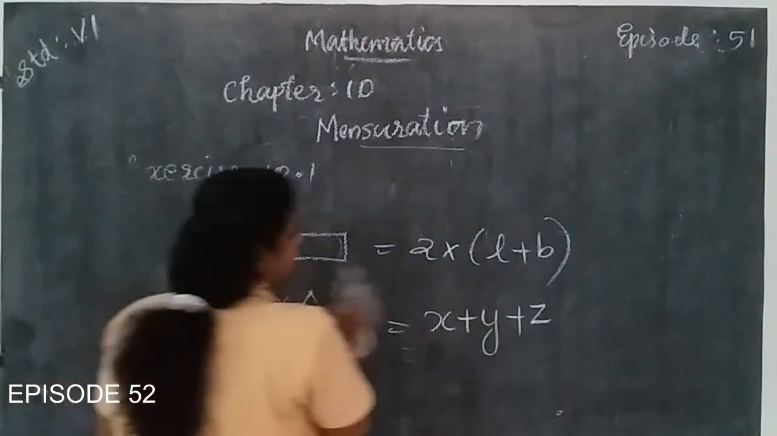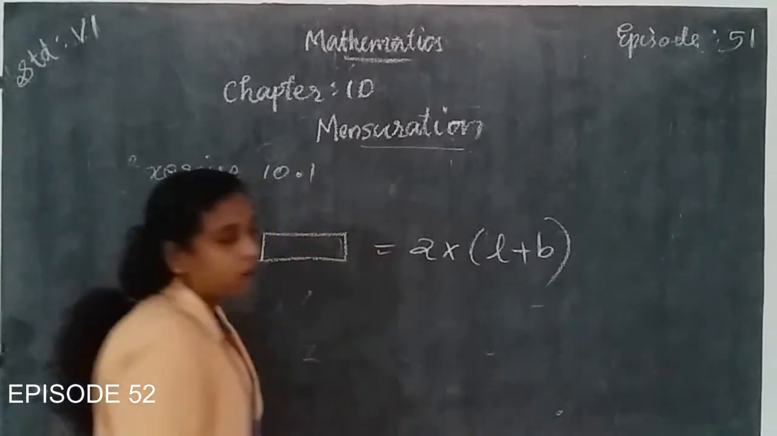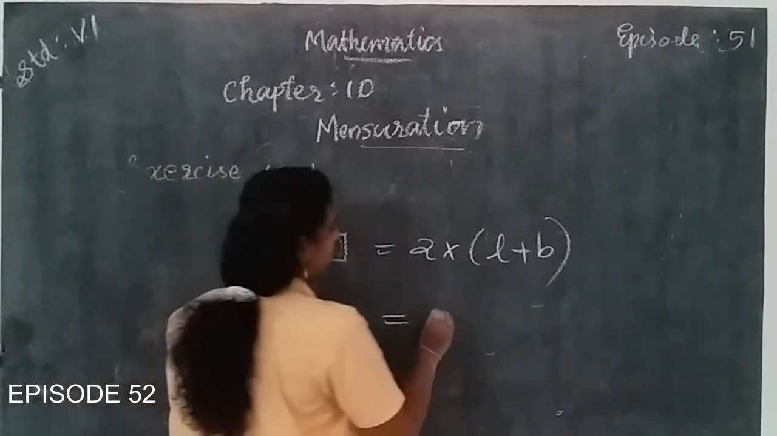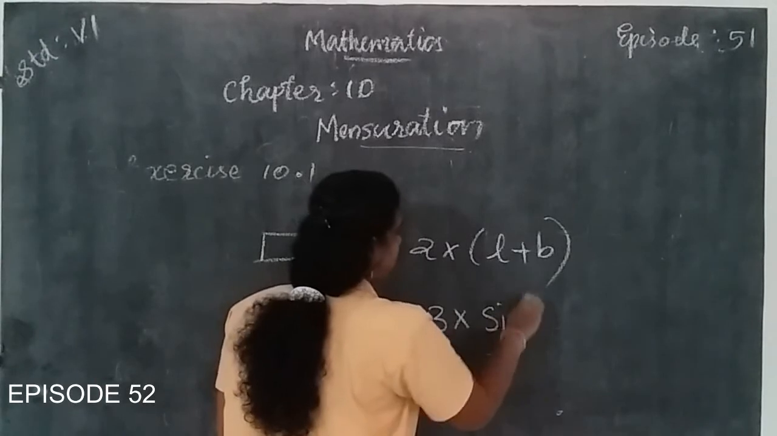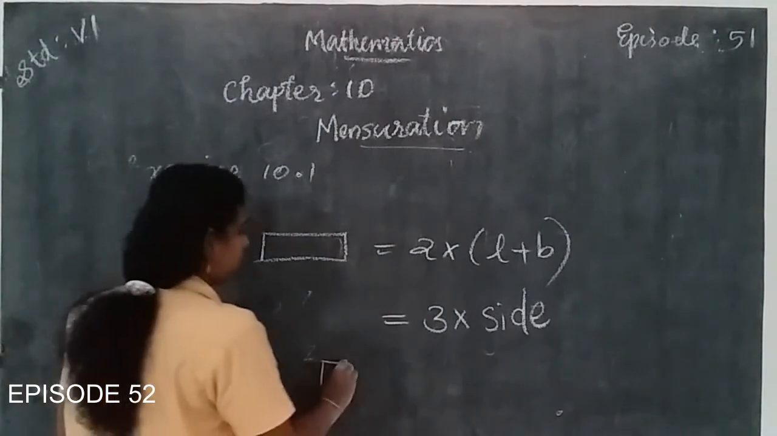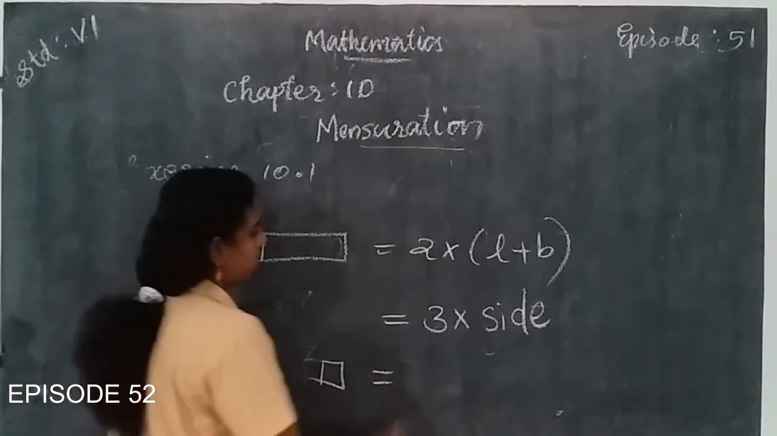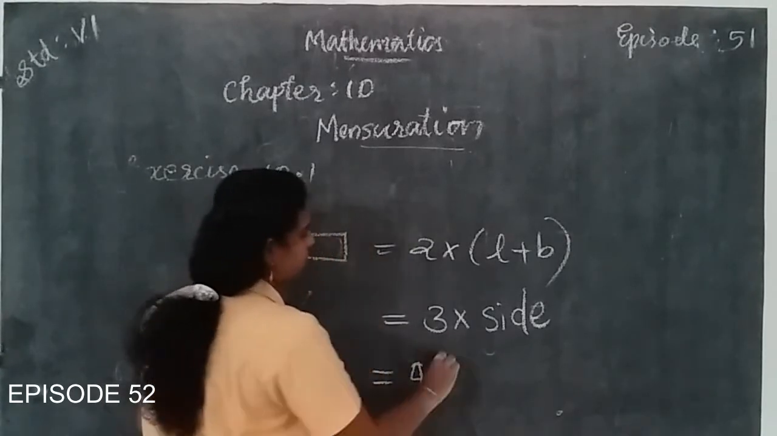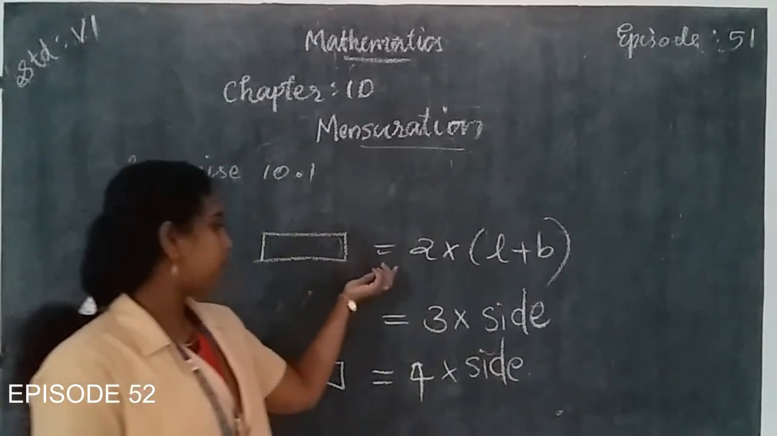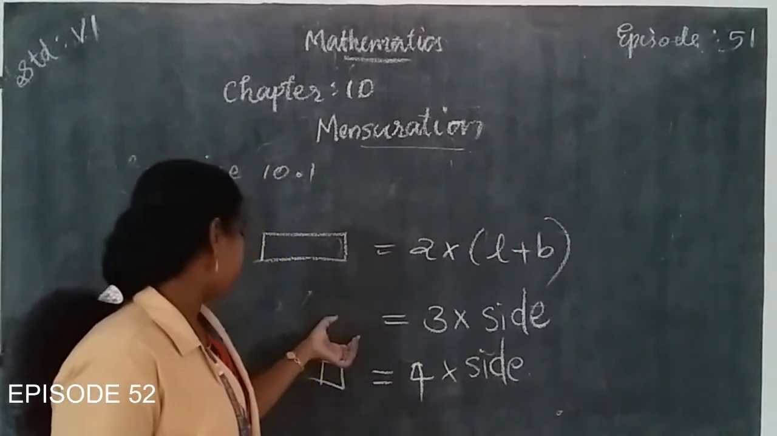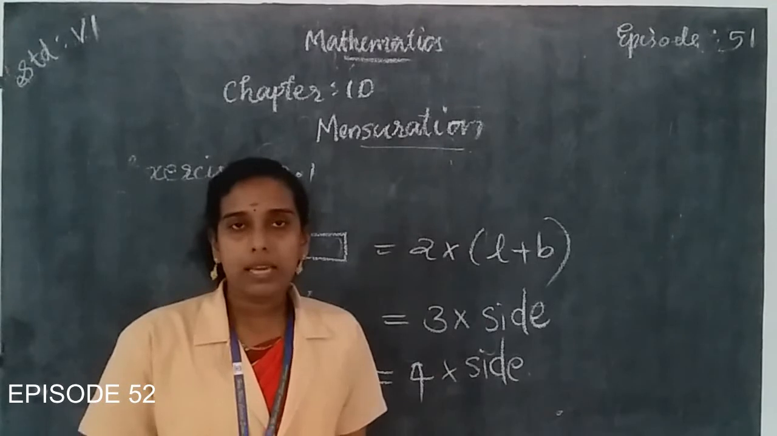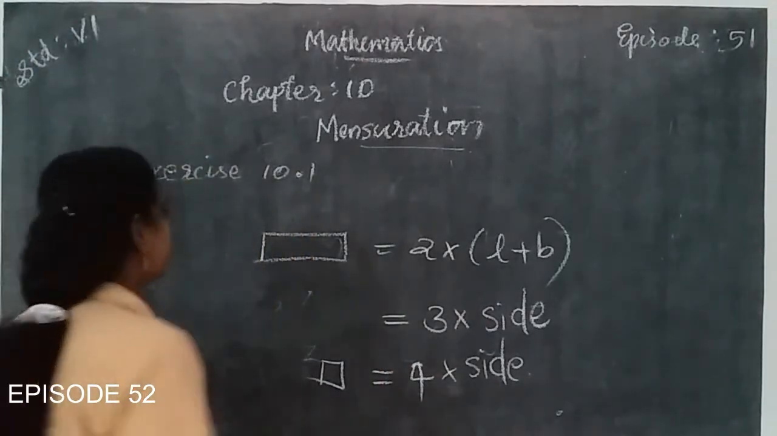Then if it is an equilateral triangle, a regular shape, which means all three sides are of equal length, then the equation to find the perimeter will be 3 into side, which means number of sides into length of one side. Then a square has 4 sides of equal length, so the equation is 4 into side. So the perimeter of a rectangle is 2 into (L plus B), the perimeter of an equilateral triangle is 3 into side, and the perimeter of a square is 4 into side. So these are the equations to find the perimeter of the shapes.